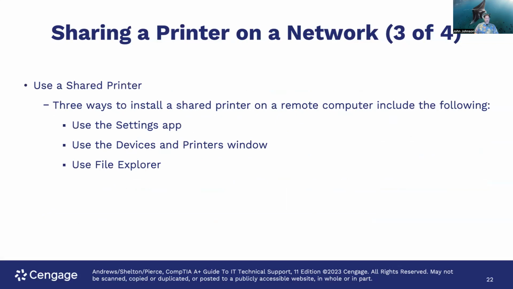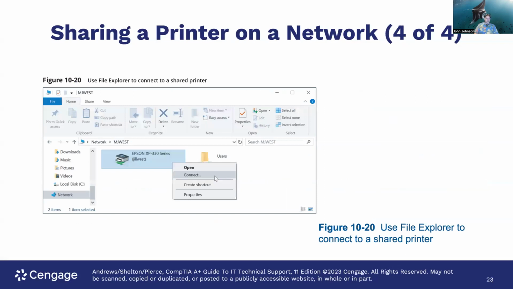3 ways to install a shared printer on a remote computer include the following. You can use the Settings app, you can use the Devices and Printers window, or you can use File Explorer. And here's an example of using File Explorer to connect to a shared printer. So you can see you're going to go there, you're going to right click and go to Connect.